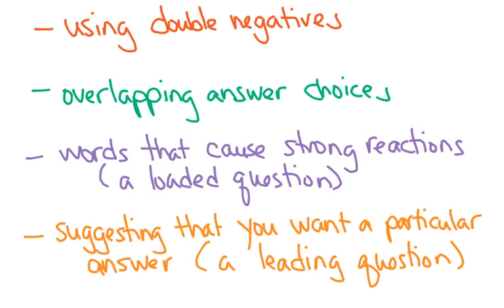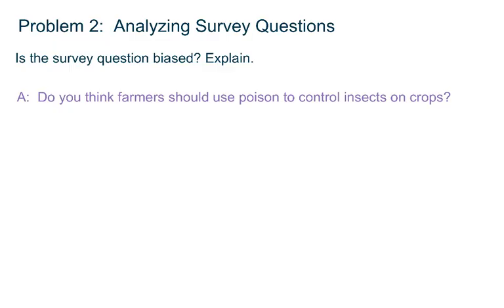The last one is suggesting that you want a particular answer, also known as a leading question. So, for example, if I said, "Don't you think Mrs. Friedlieb is the best math teacher ever?" Well, I'm kind of leading you to say yes. I mean, you may not say yes, but I'm leading you that way. So it's called a leading question. In our next problem, we're going to determine if each survey question is biased or not. Remember, I said earlier that almost anything can be considered biased. You kind of have to analyze the question in order to figure out what the bias is.